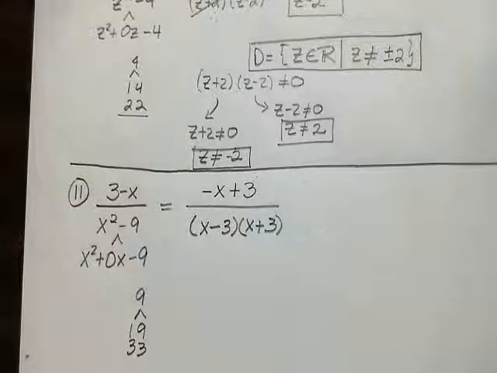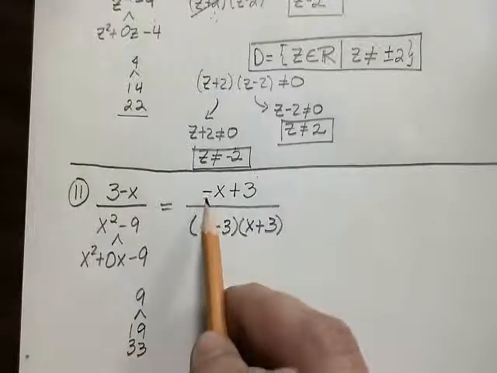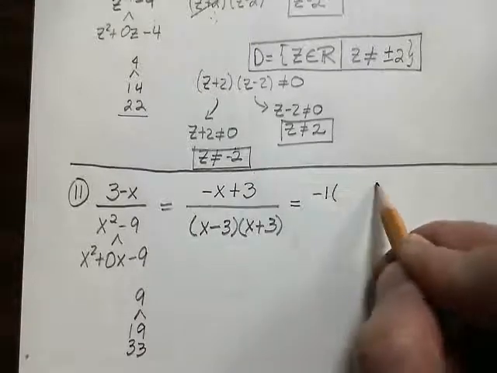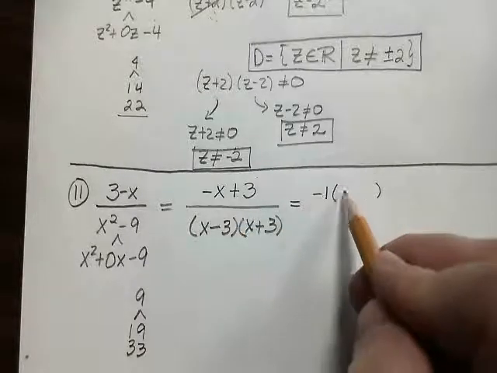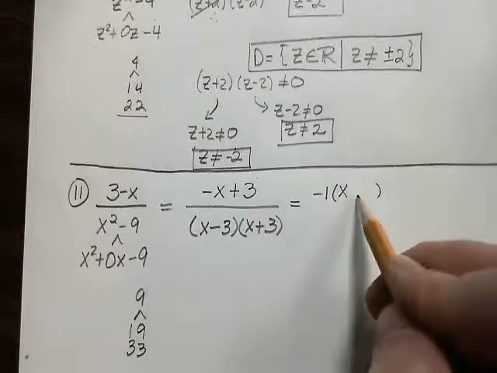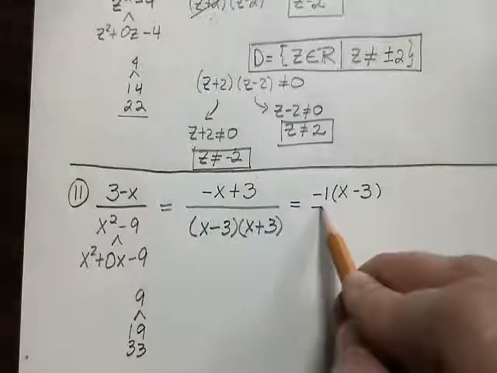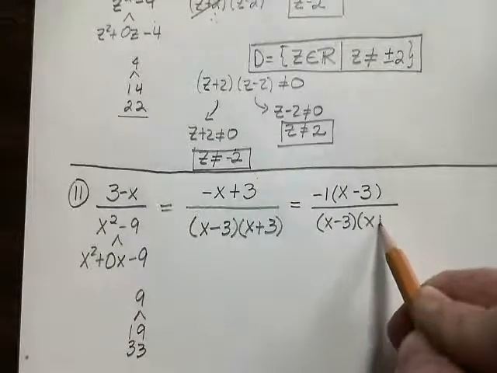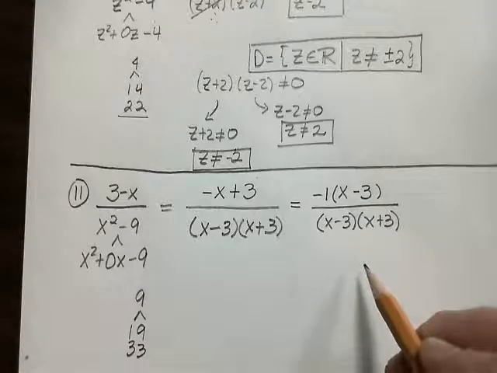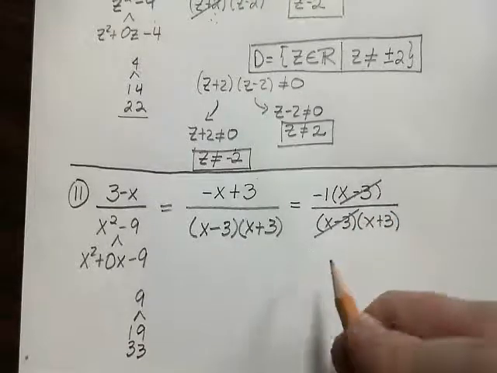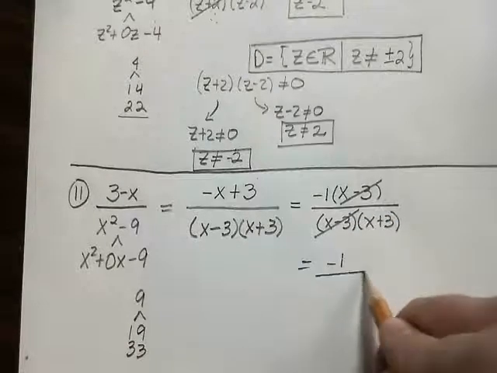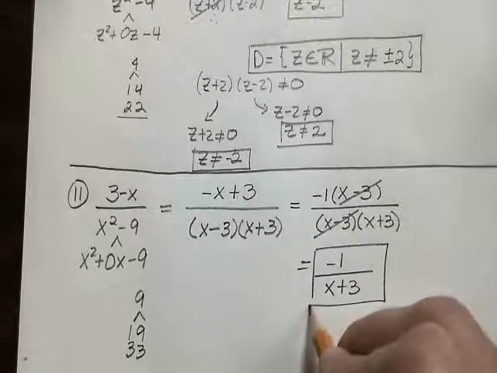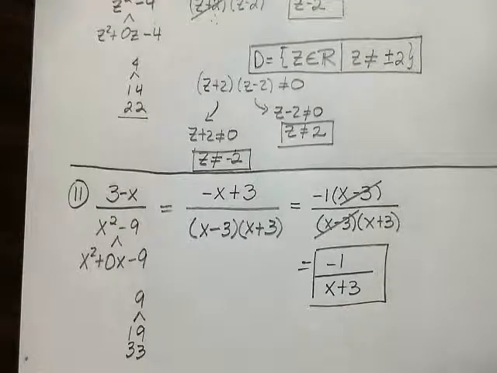Still, there's something not right, and that something is the negative there. So to fix that, I'm going to factor out negative 1, and a negative x divided by negative 1 becomes a positive x. Positive 3 divided by negative 1 becomes a negative 3. And then I still have x minus 3, x plus 3. Now I'm going to cancel. These two cancel. I'm left with negative 1 over x plus 3. So that's my answer for this one.